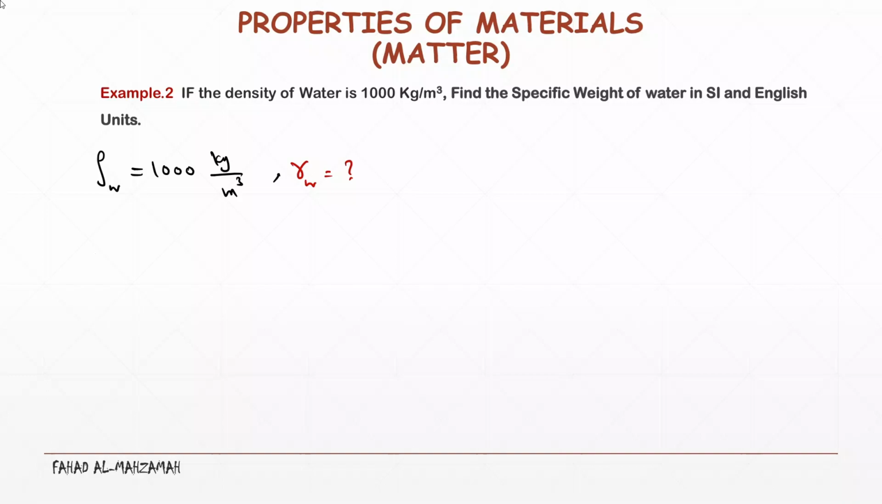What is the formula for specific weight? The specific weight of water is rho of water multiplied by the acceleration of gravity. So what is the rho of water? You just substitute directly: 1000 kilogram per cubic meter times 9.8 meter per square second. So the answer is going to be 9800.